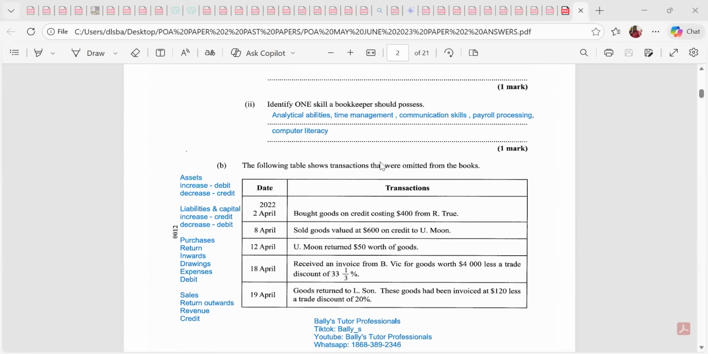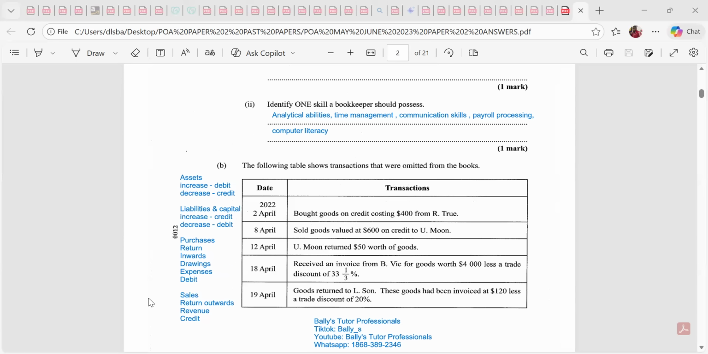I have all the double entry rules on the side. Assets, when they increase, we debit. When they decrease, we credit. If it's a liability or capital, it's the opposite. When they increase, we credit. When they decrease, we debit. For the other accounts, we use the acronym PRIDE. PRIDE stands for Purchases, Return Inwards, Drawings, and Expenses. PRIDE is always debited. All the other accounts, sales, return outwards, and revenue, are always credited. If you could learn this, you could record just about any transaction.